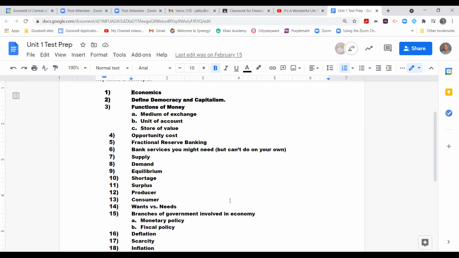Think about your supply and demand graphs, the law of supply, the law of demand. What do these graphs look like? Which line goes which direction? Make sure you get up to speed on all of that. Equilibrium. Got to know what equilibrium is. It's connected to all of this.